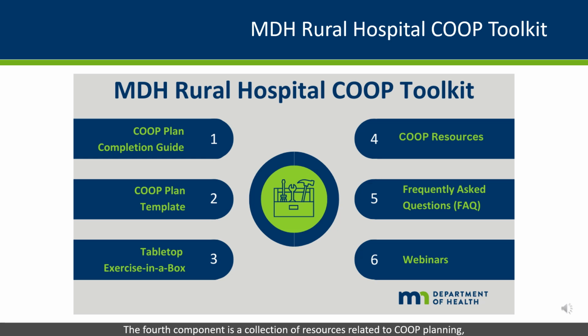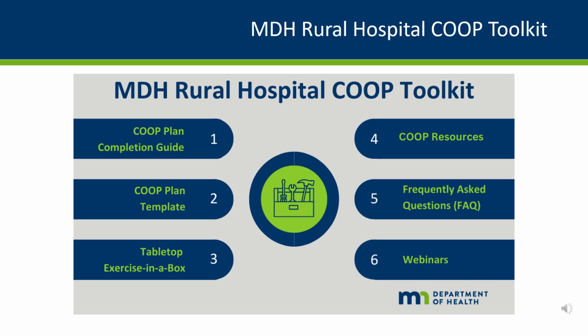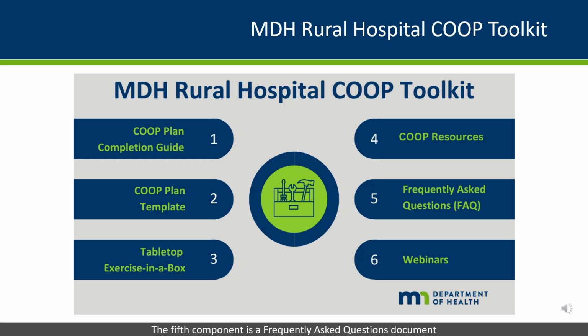The fourth component is a collection of resources related to COOP planning, specifically COOP planning industry standards and best practices. This curated list of resources may be helpful as you write or update your hospital's COOP plan. The fifth component is a frequently asked questions document to help you explain COOP planning to your peers and executive leaders. The sixth and final component of this toolkit is this series of webinars to help continuity planners complete or update their hospital's COOP plan.